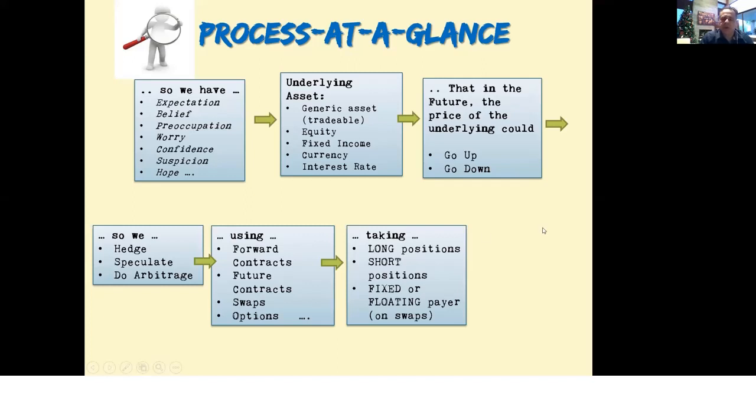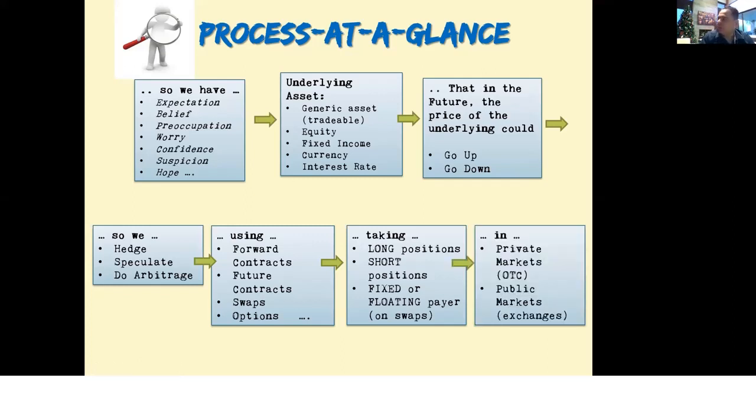And in swaps, we will talk about a fixed or a floating pair position. And we will be able to do that in private markets, over-the-counter markets, or in public exchanges.